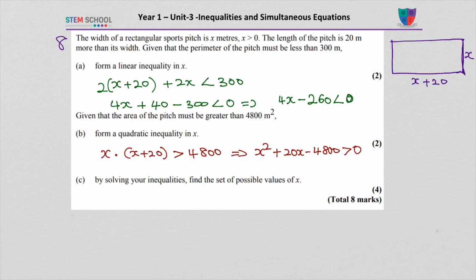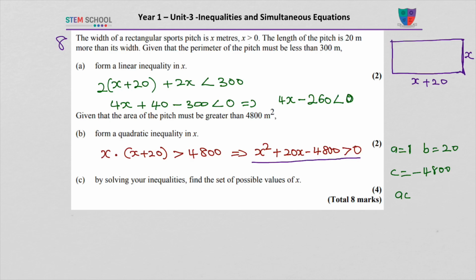C. By solving your inequalities, find the sets of possible values of x. Right, for 8c, we need to solve the inequalities here. A is equal to 1, B equals 20, C is minus 4,800. I want to find AC. AC is minus 4,800.